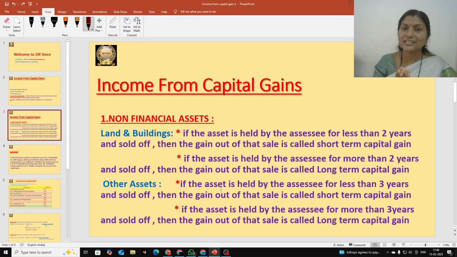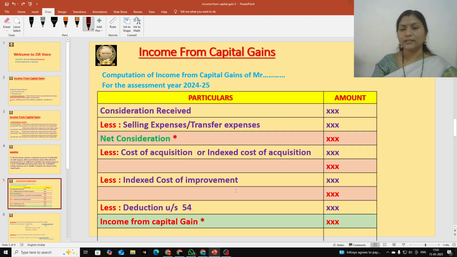If the asset is held by the assessee for less than 3 years and then he sells it off, we call it a short term capital asset. If the asset is held by the assessee for more than 3 years, then we call it a long term capital asset. So a 3 years period should be taken for other assets and a 2 years period for land and buildings. Hope this is clear. This is the format for calculation of income from capital gains. Now let us go to our question and solve it.